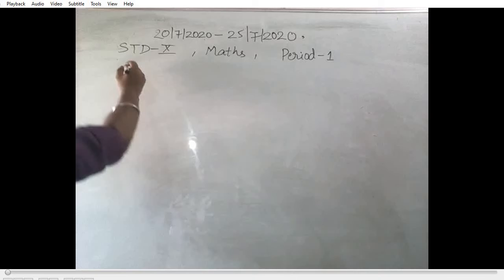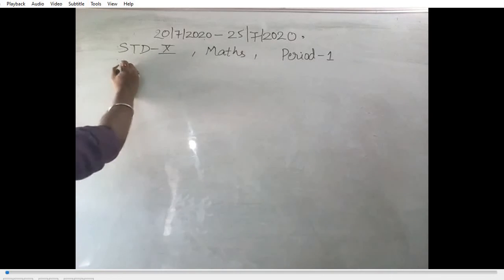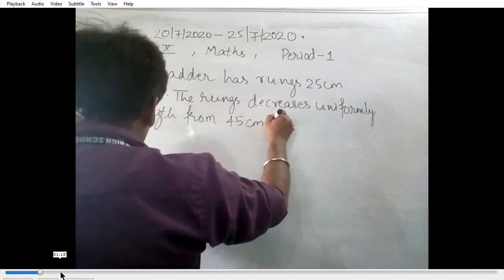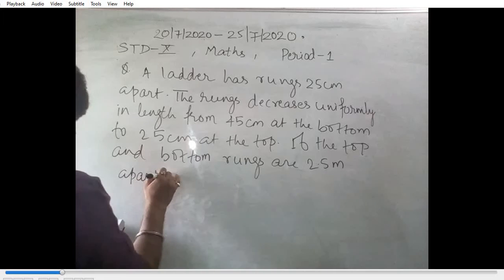Here I start this. Let me write the question. First I am writing the question. Question is saying that a ladder has rungs 25 cm apart. Rungs means the steps on which we climb and reach the top. Rungs decrease uniformly. Okay, that means it is a decreasing AP in which 45 is at the bottom. That means this will become your first term. 25 cm at the top, that will become the last term, and nothing else is given.